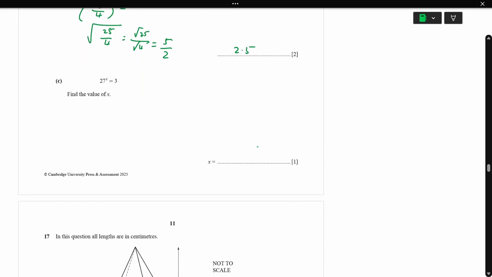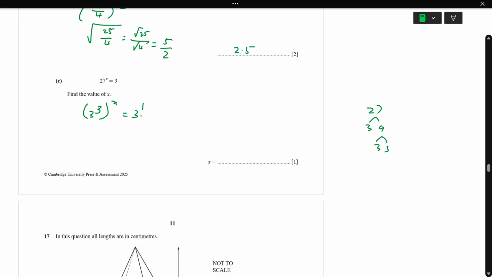The next one, 27 power x equal to 3. So we'll make the same base. 27 I can write as 3 times 9, so 3, 3, 3. So 3 cube. So 3 cube whole power x equal to 3.